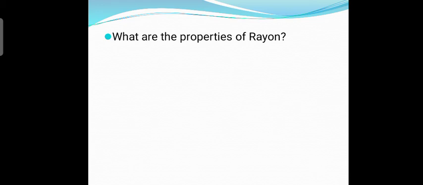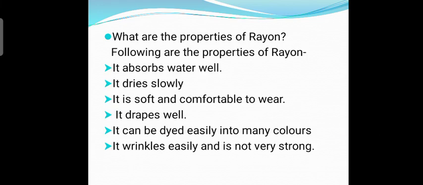What are the properties of rayon? So there are many properties of rayon: it absorbs water well, it dries slowly, it is soft and comfortable to wear, it drapes well, it can be dyed easily into many colors, and it wrinkles easily and is not very strong.